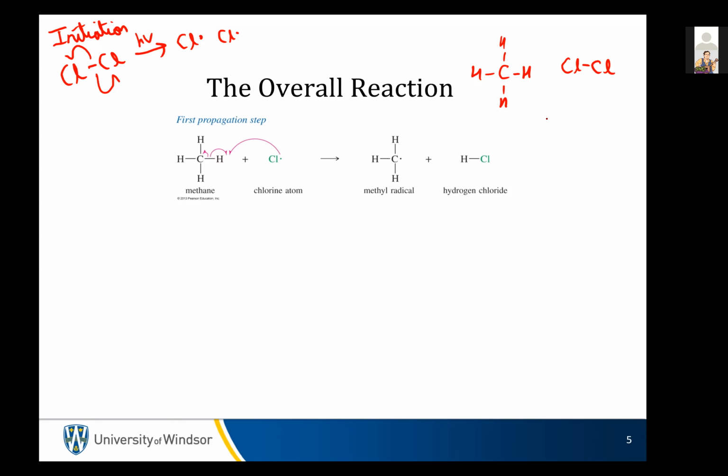But if you have a chlorine radical floating around, it's looking at both of those and it thinks, what do I want to react with? I want to react with the weakest possible bond. I want to break the weakest possible bond. The weakest possible bond is a chlorine-chlorine bond. So 99.99% of the time, this is what happens.